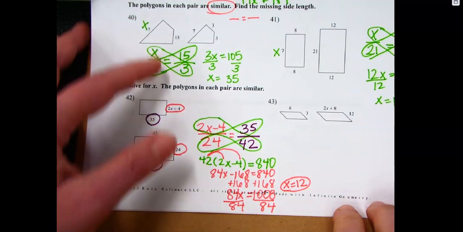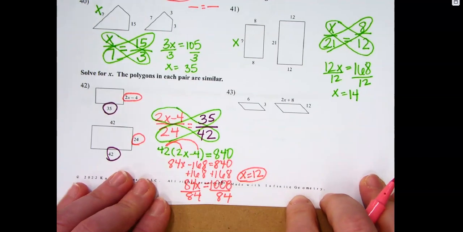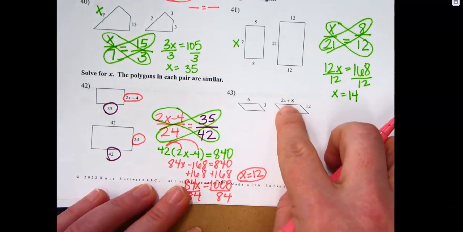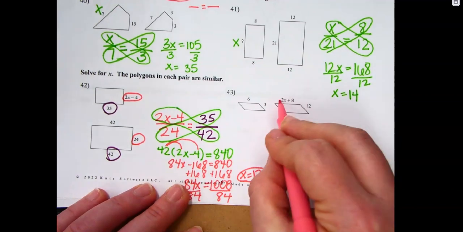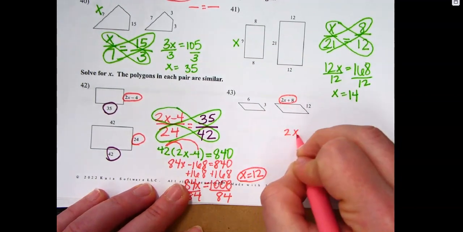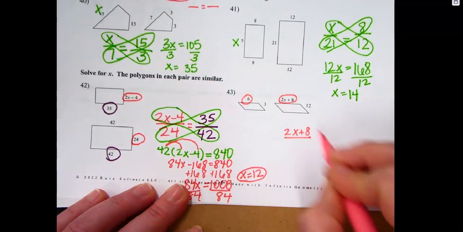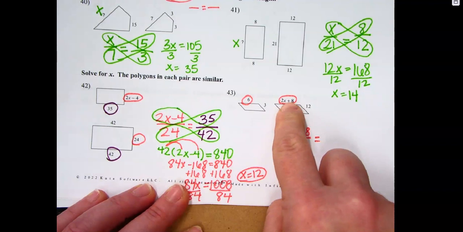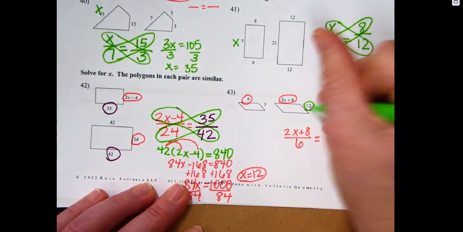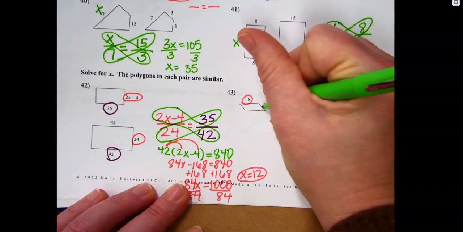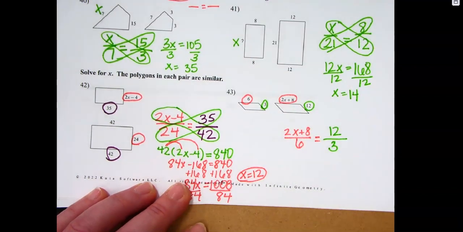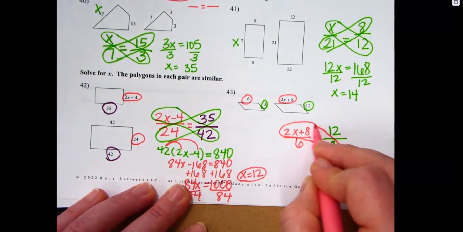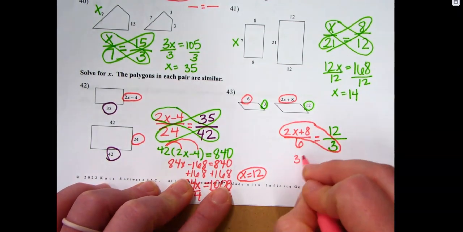Okay? Then for number 43 over here, we again are looking for this unknown. So this unknown, 2x plus 8, corresponds to 6. Since I put 2x plus 8 on top, I'm also going to put 12 on top, and it corresponds to 3. Again, I'm going to cross multiply a binomial times a monomial, so I have to do the distributive property.